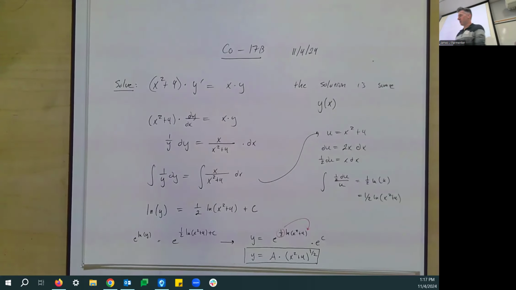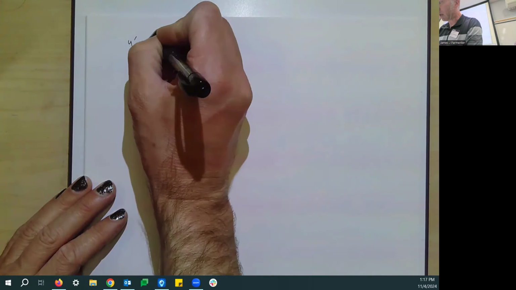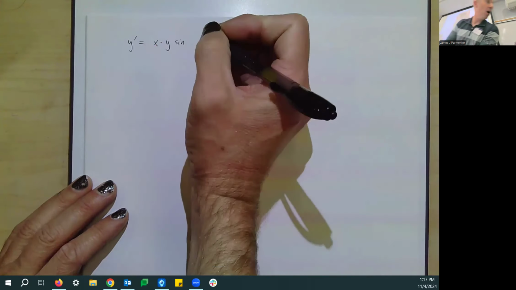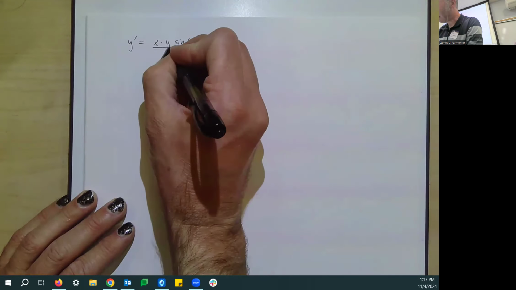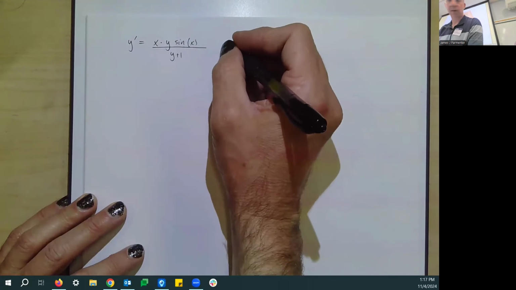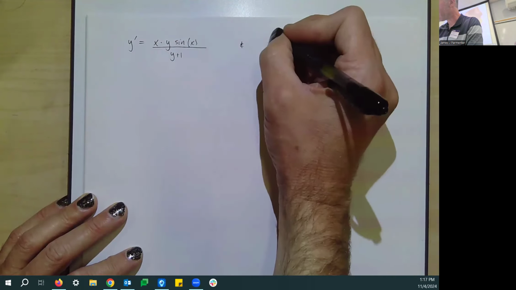Yeah, let's do this next one, and then we'll move on to some good old first order linear differential equations. Mouthful. So let's look at this next one where we have y prime equal to x times y times sine of x divided by y plus 1. And we're given the initial condition that y of 0 equals 1.